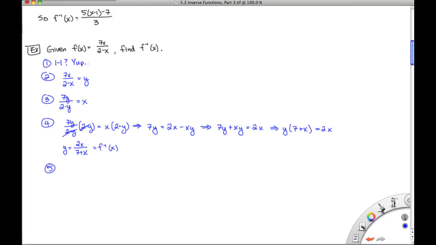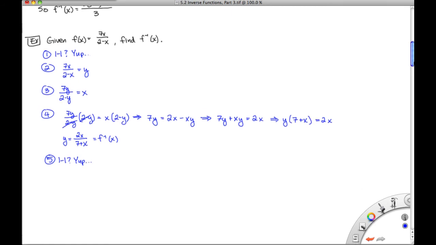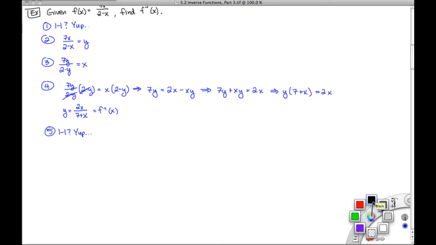And we have done all we need to do to prove that this is the case, and that we've got our inverse function. So what we can conclude is f inverse of x is going to be 2x divided by 7 plus x. So that's our inverse function.